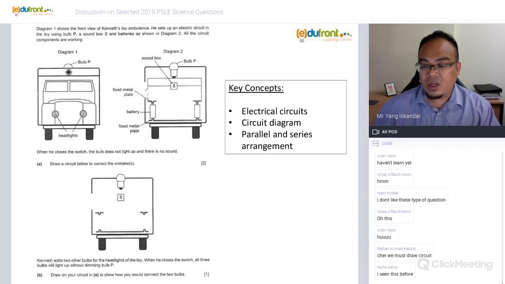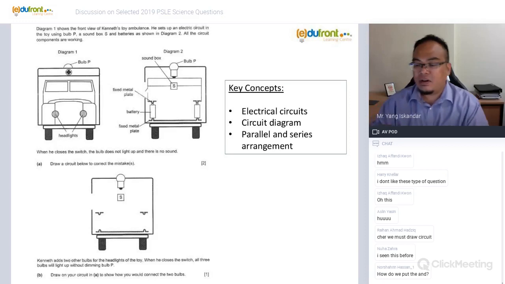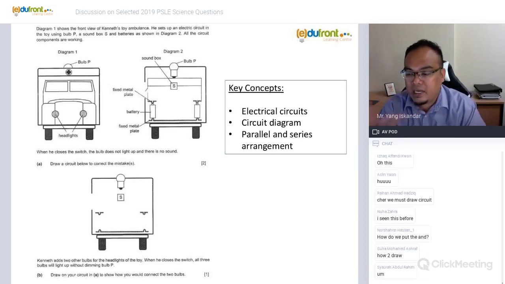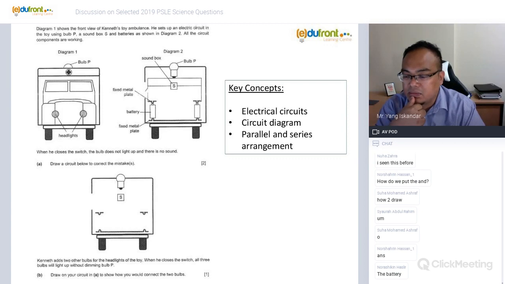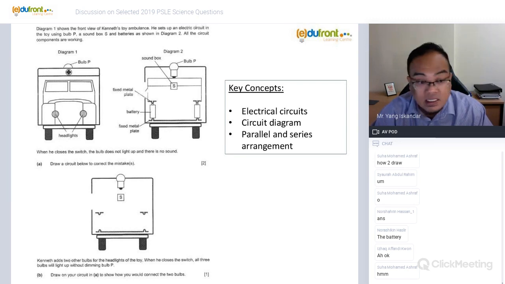Can you tell me what is the mistake? Can you write it down? You can draw. You have a piece of paper. You can draw, but you can tell us, share with us also. What is the mistake? Okay. Can you be more specific in your answer? Don't just tell me the bulb. What about the bulb? Something wrong with the bulb?